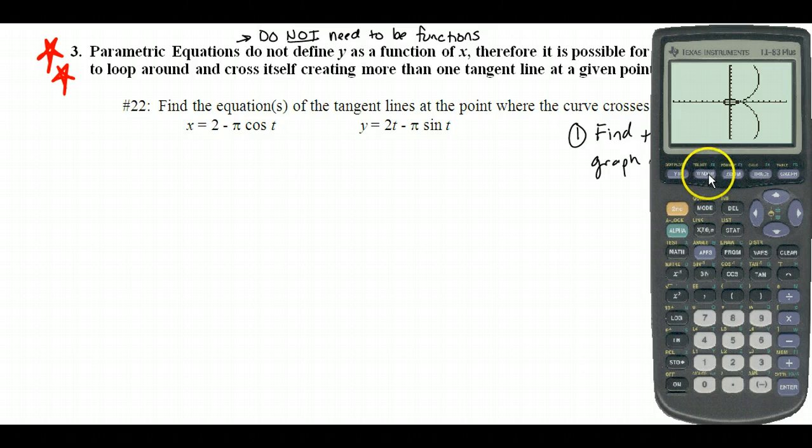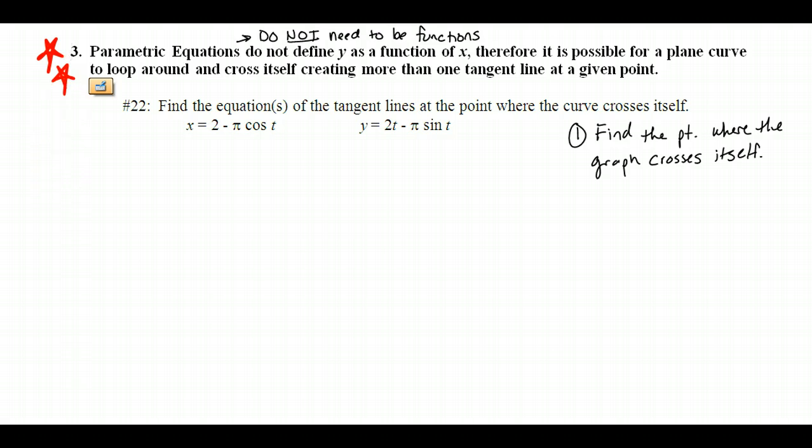We may need to zoom in to get a better idea. So I'm going to zoom in at 0, 0 because that's going to be pretty close to finding it. These things just take a long time to graph, so you have to be patient with it, and eventually you'll get it. So here is that point. I would say our point is at 2, 0. So for number 1, finding the point where the graph crosses itself, our point is at 2, 0.